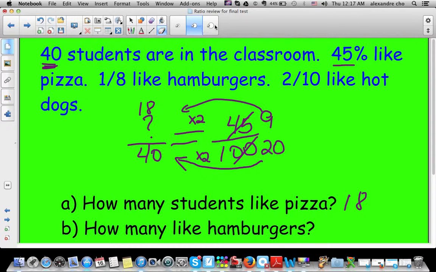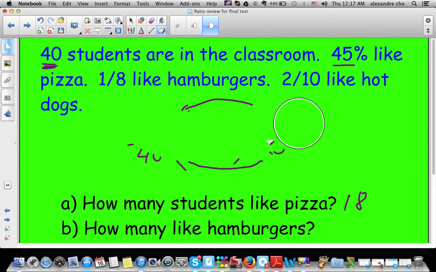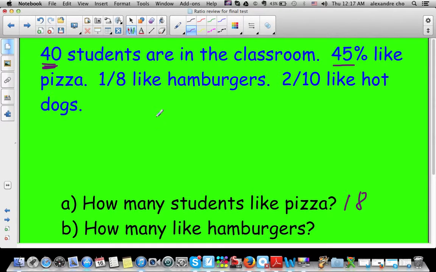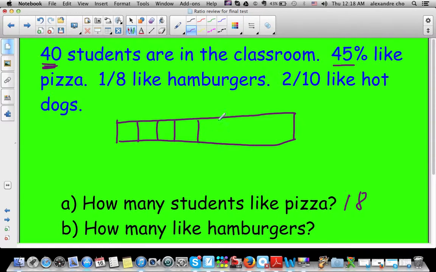Okay, let me erase that. And part B, 1/8 of them. So if there are 40 people, 1/8 of them like hamburgers. So let's see how I can do this. This one, it's probably easier if you draw it. Something like this. Okay, that means 40 people, and it's cut up into eighths. 1, 2, 3, 4, 5, 6, 7, 8. So 1/8, another eighth, another eighth, and so on.